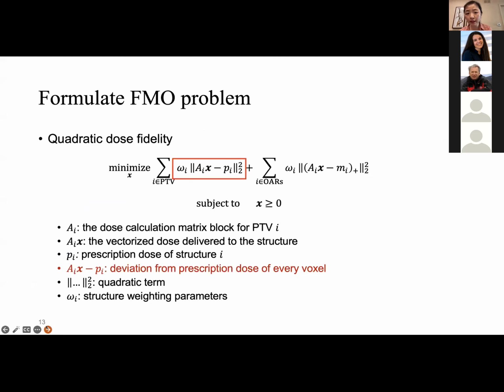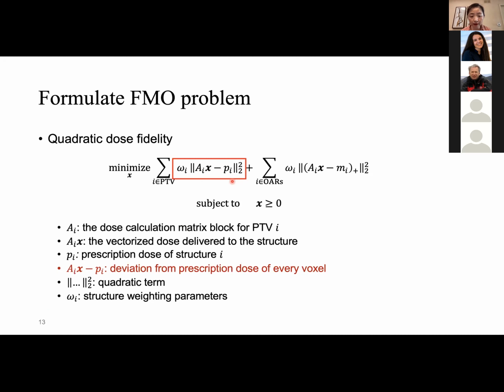Now let's look at how we can formulate an FMO problem generally. I'm showing an equation here, which is a very commonly used quadratic dose fidelity cost to optimize X. In this function, we already mentioned A is the dose calculation matrix, and if I is a specific structure like PTV I, then A sub I means the dose calculation matrix block, just getting the voxels from that structure. Therefore, A sub I times X, the fluence map, will give us the vectorized dose delivered to the structure.